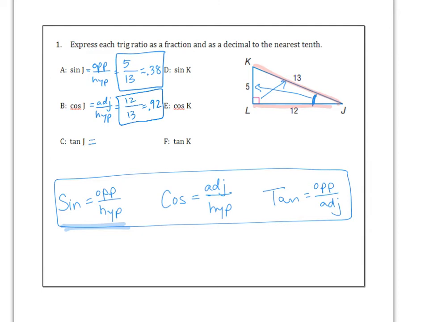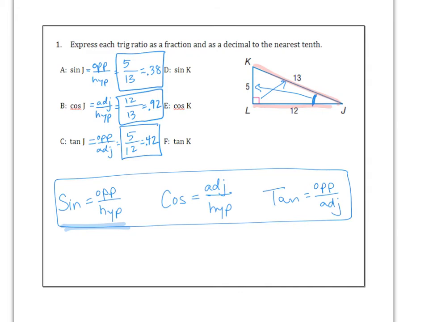Next, we're going to do tangent of J. Remember, tangent is opposite over adjacent. So what's opposite of J? 5. What's adjacent to J? 12. Now do 5 divided by 12 on your calculator. And I'm going to say it's 0.42 because 0.41666 would round to 0.42. Great, let's go to part D.